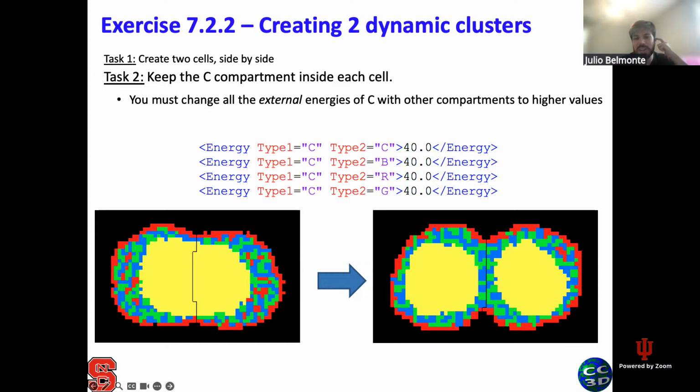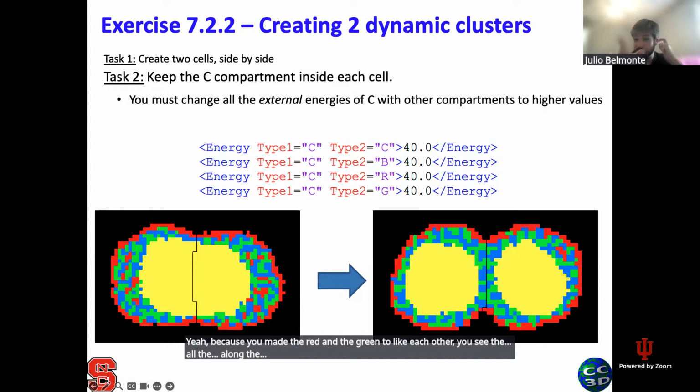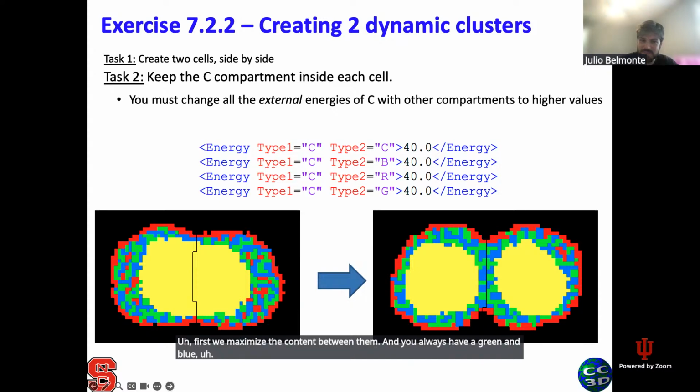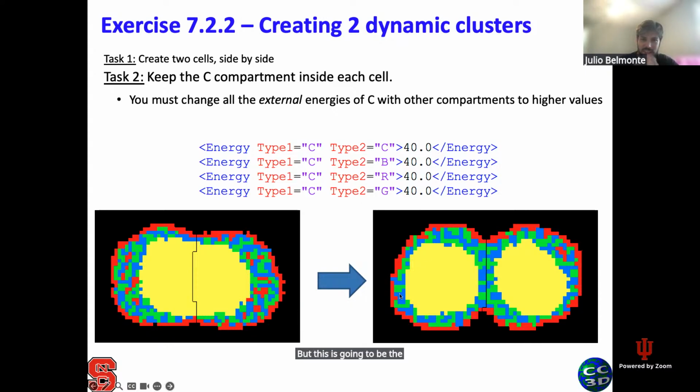Yeah, because you make the red and the green like each other, you see along there. I look at your image here. First, you maximize the contact between them, and you always have a green and blue pair interaction. Okay, but this is going to be the most general answer because you're not assigning any meaning to the red and the green compartments. Does it make sense?